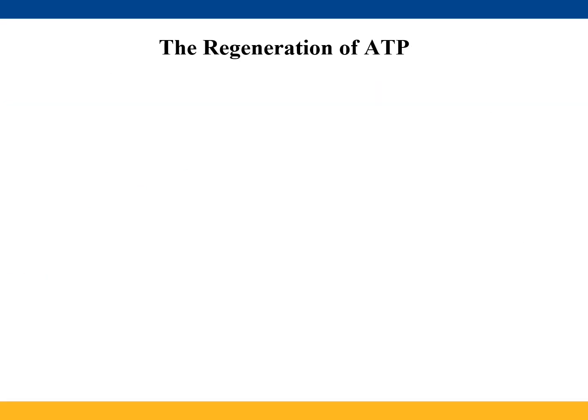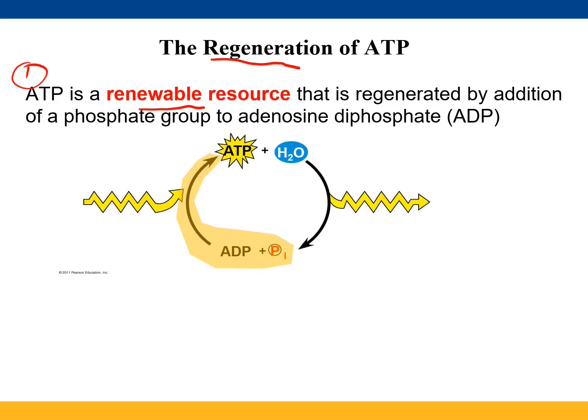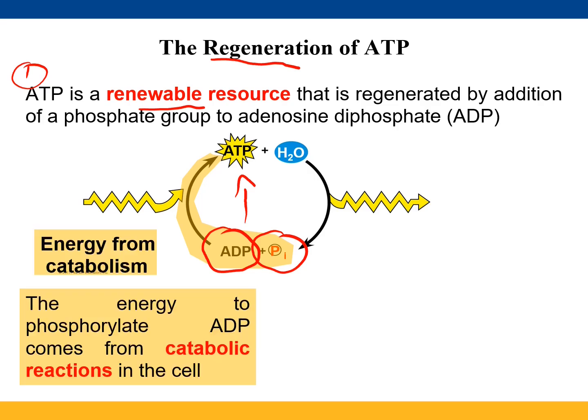Now I want us to talk about the opposite process, that is the regeneration of ATP. And to do that, I want to remind you, this is very important, that the ATP is a renewable resource. So why is it renewable? Because you can take the ADP and add the phosphate group and get back your ATP. And how do you do it? As I said before, through catabolism. So you have your polymer and you break it into monomers, and as a result of that you release energy. So you can go from ADP to ATP.